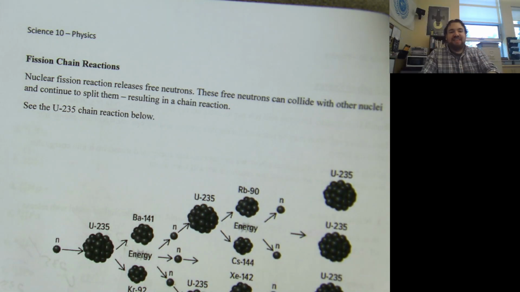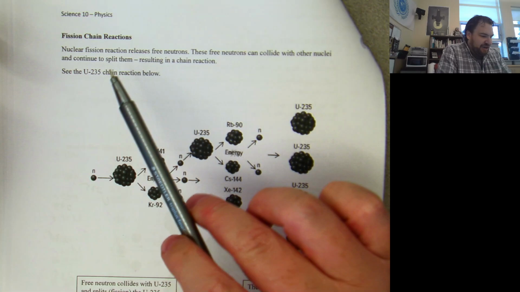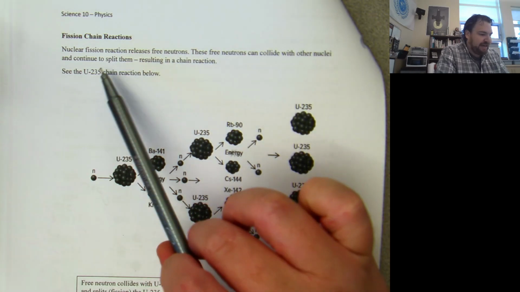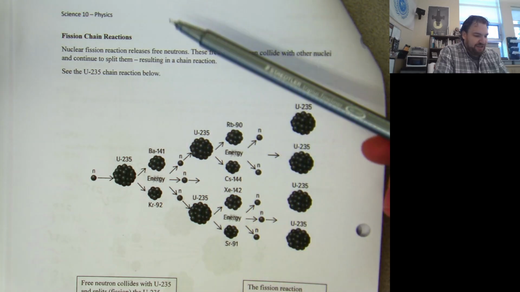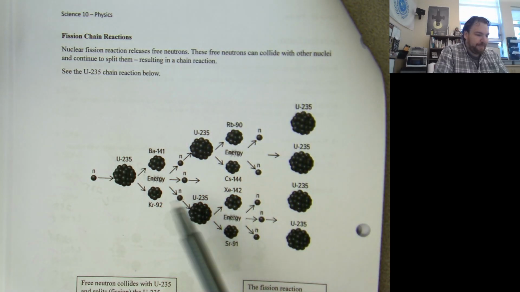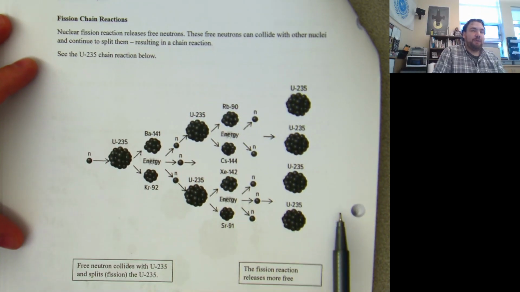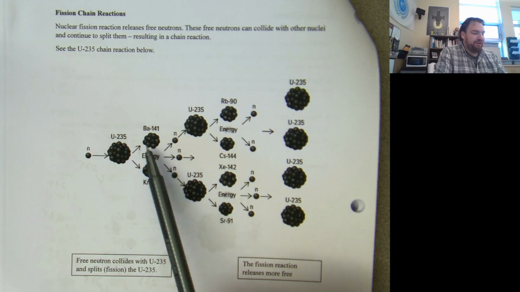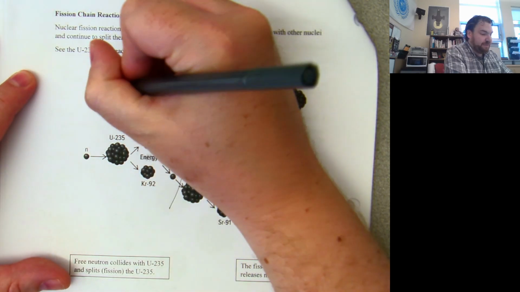So let us flip the page. What is the solution? That is the question. This is a diagram of the chain reaction I just described. A nuclear fission reaction releases free neutrons. These free neutrons can collide with other nuclei and continue to split them, resulting in a chain reaction. This is a uranium, what I drew before. With uranium-235, the chain reaction looks like this: a single uranium-235 gets hit by a neutron, and barium, krypton, and 3 neutrons result. This is what we had on the previous page.